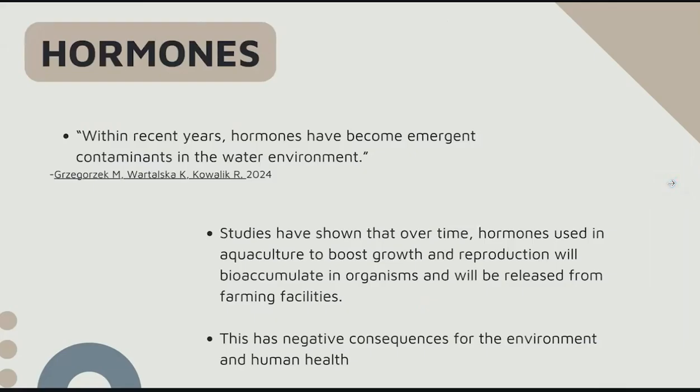So I will be talking about hormones, which in recent years have become an emerging contaminant in the water environment. This was taken from one of the articles I researched that gives a general broad overview of hormones as a contaminant and their effects on the environment. So studies have shown that over time, hormones used in aquaculture to boost growth and reproduction will bioaccumulate in organisms and will be released from farming facilities. So what does that mean?